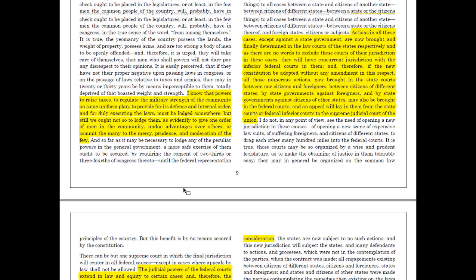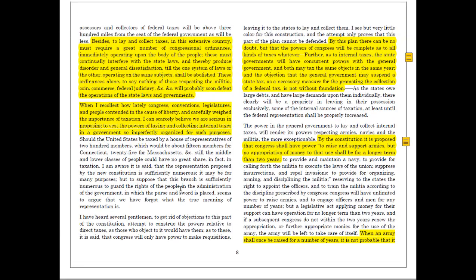Now, if we return to the discussion of taxes above, after mentioning how many tax collection officers and laws will have to be imposed to empower the federal government in this way, Smith comes to his second point on the right-hand column of 8. If we look at the highlighted passage at the top, "By this plan there can be no doubt, but that the powers of Congress will be complete as to all kinds of taxes, whatever. Further, as to internal taxes, the state governments will have concurrent powers with the general government, and both may tax the same objects in the same year."